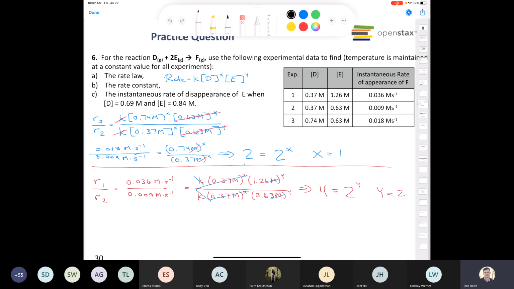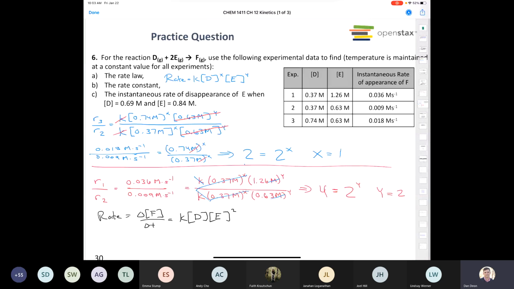So we know that our rate law, the rate, which is measured as the instantaneous appearance of F, which is delta concentration of F over delta t, is equal to k times D to the power of 1 times E to the power of 2. So there you go. There's our rate law, ladies and gentlemen. And if we wanted to determine the k, we could use any one of these experiments.